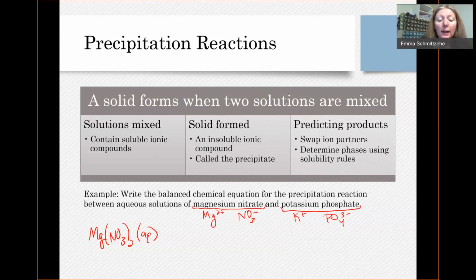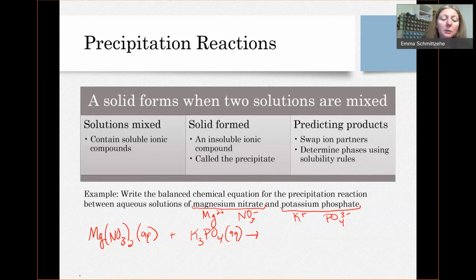And so that comes together with K3PO4, because you need 3 of the K+ for every 1 PO4 3- to make a neutral compound. And so then that's also aqueous because our starting solutions are aqueous.